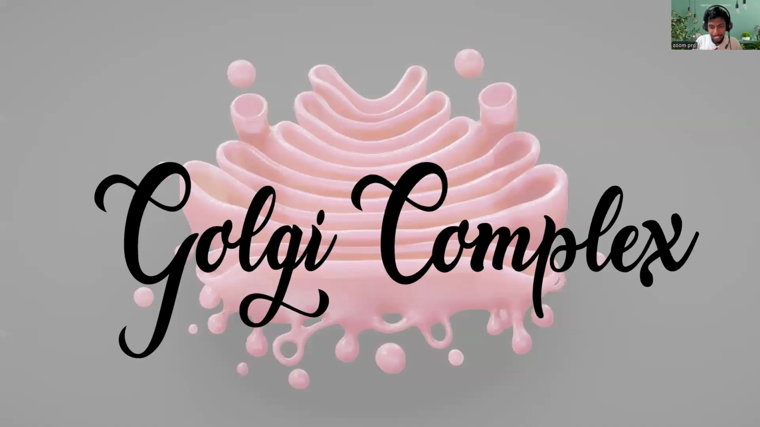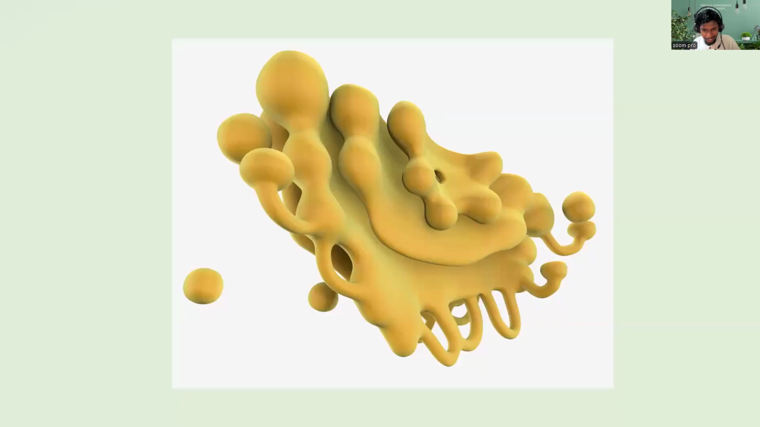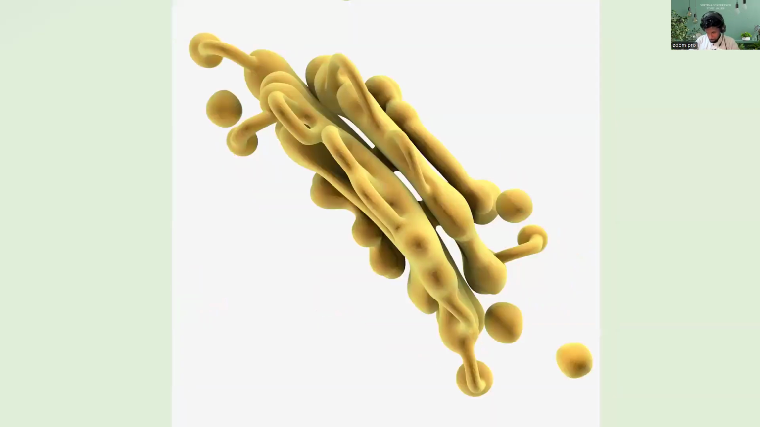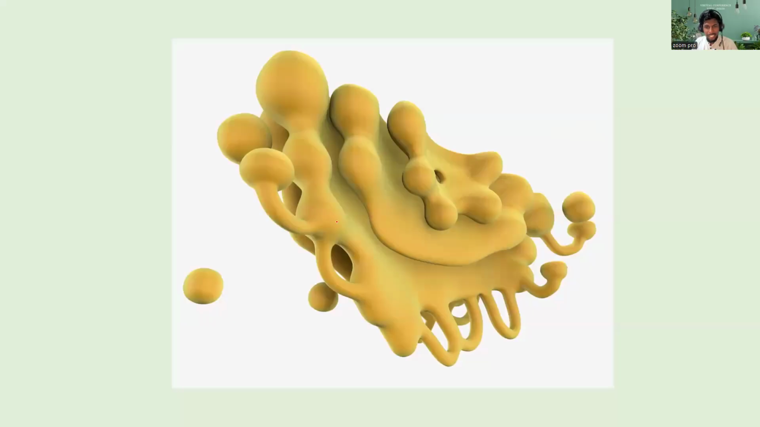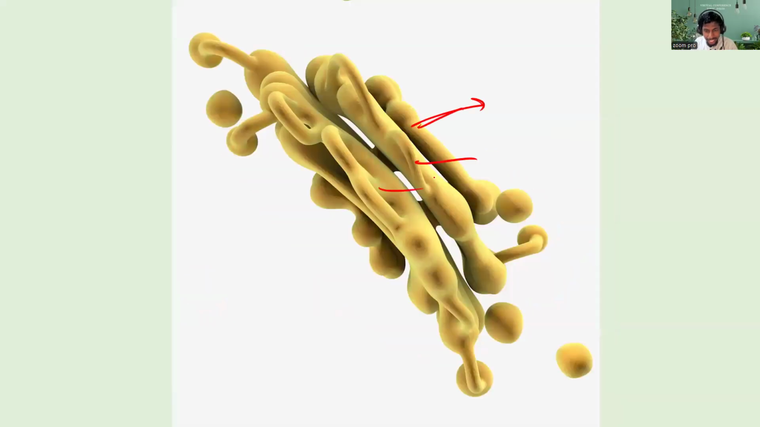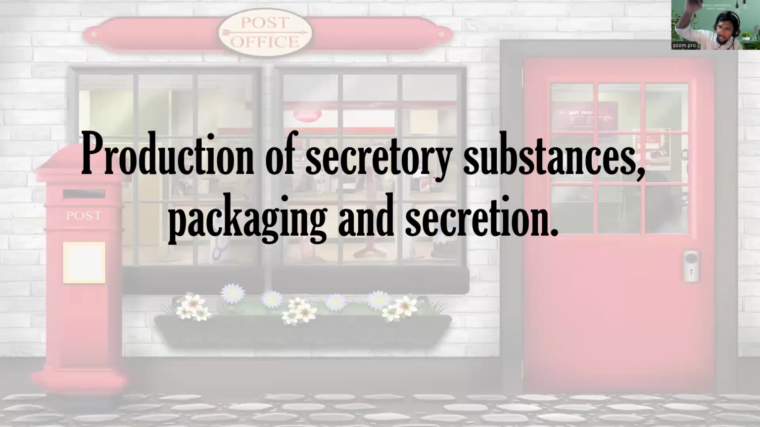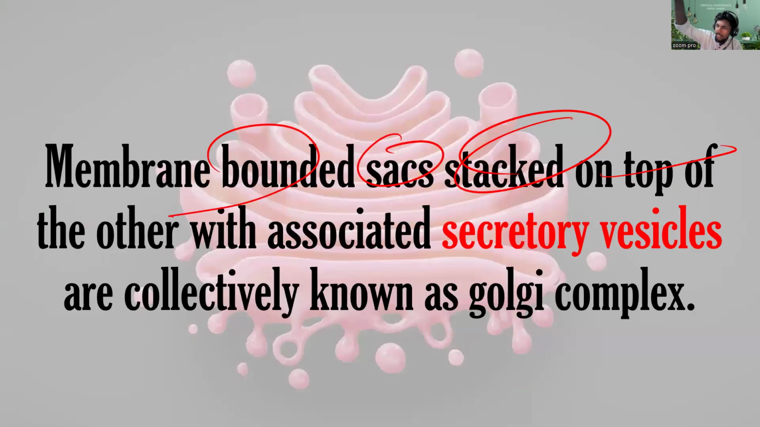And Golgi complex, here you can see the Golgi complex, and this is the structure, right? You can see the sacs have been stacked one above the other. The membrane-bounded sacs are stacked on top of each other. Here you can see, each and every sac has been arranged one above the other, on top of the other, right?